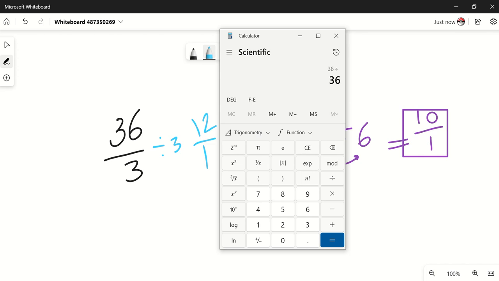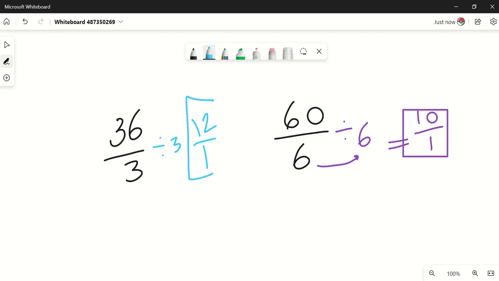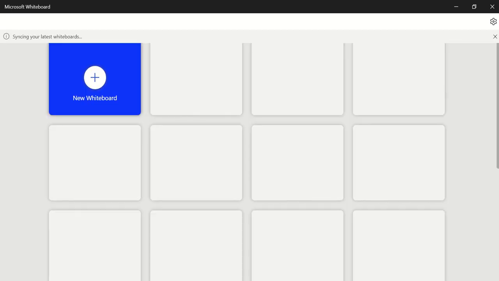36 divided by 12 should be, oh, no. Cancel. 36 divided by 3 should equal 12. It does. Therefore, this one is saying 12 t-shirts per box. This one's saying 10 t-shirts per box. They are not equivalent. So with question A, no, the ratios are not equal.